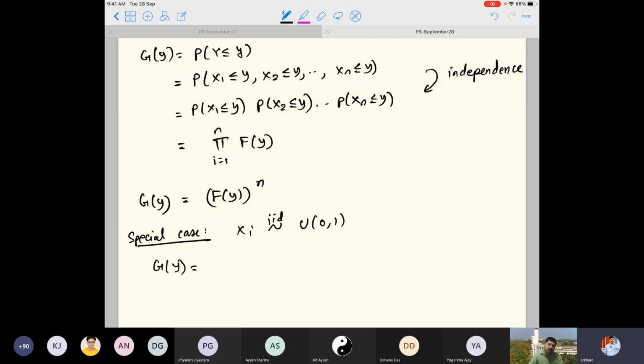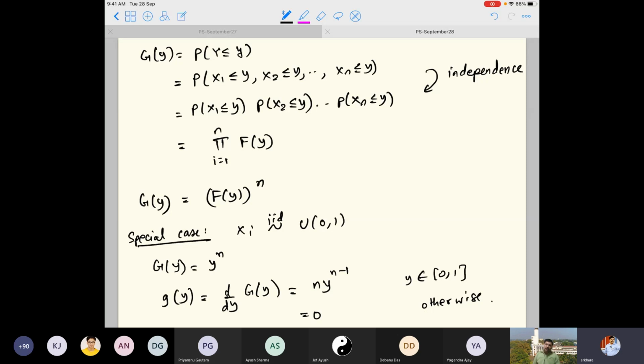Come on, you can tell me what it is. Y to the power n. Sorry, Y to the power n, correct. So G(y) is y to the power n. So what is the density of Y? g(y) is nothing but d by dy of capital G(y), which is n y to the power n minus 1, right? And this will happen for y belonging to (0, 1), and is equal to 0 otherwise, correct?